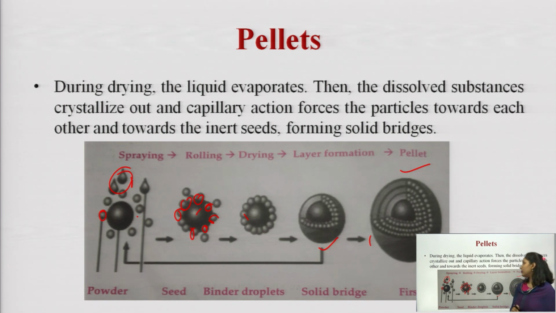So, when we are drying these liquid layers, what will happen? The liquid from the material will evaporate, and the dissolved substances will crystallize out, and the capillary action forces the particles towards each other and towards the inert side, thereby forming the solid bridge.